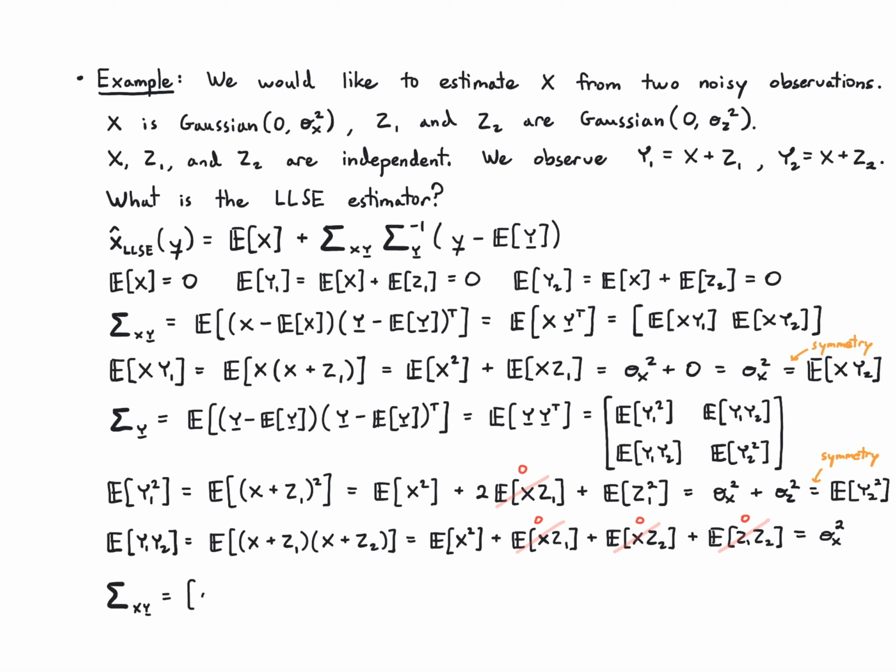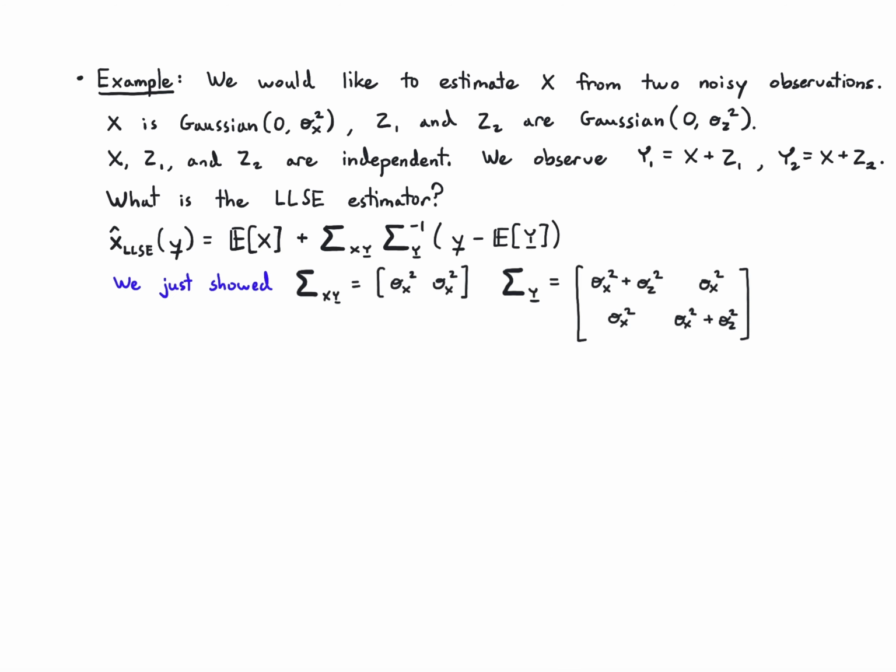The cross covariance matrix is just going to be sigma x squared, sigma x squared. The covariance matrix of y is going to be sigma x squared plus sigma z squared, then sigma x squared in the off diagonal, and then sigma x squared plus sigma z squared again in the bottom right. Okay, so we just showed those. So let's put everything together.